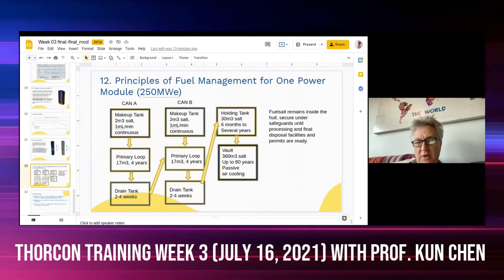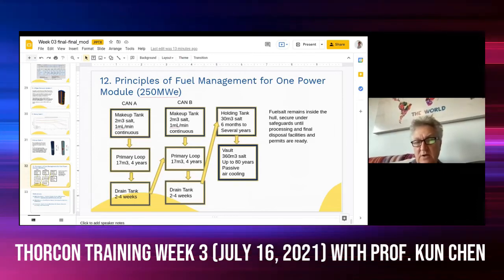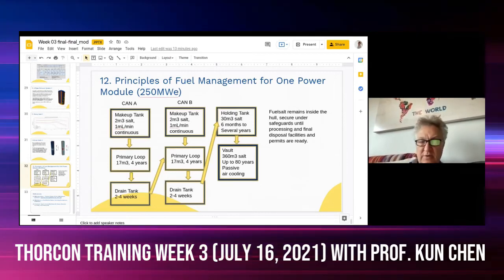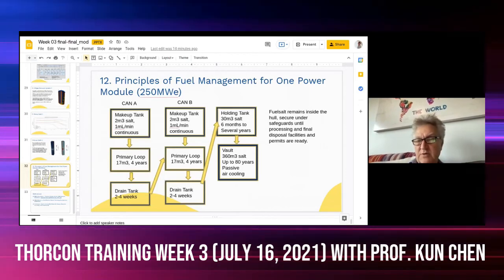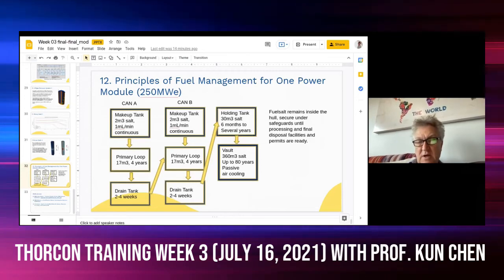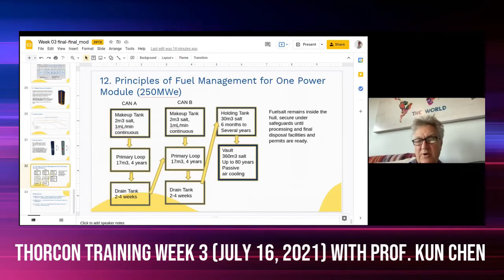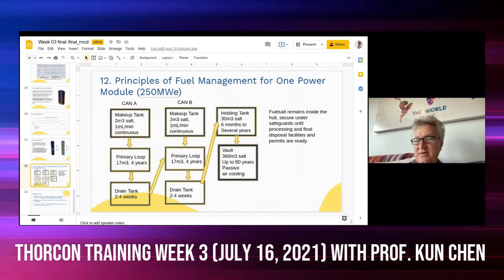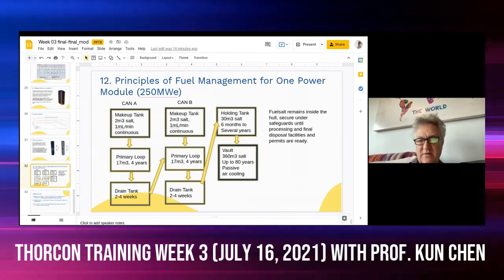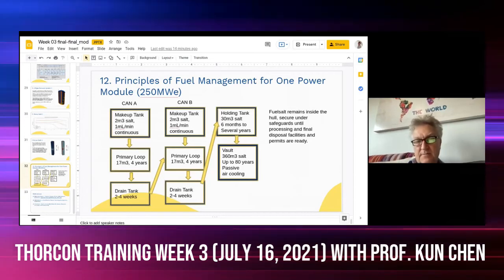When the permits are finally in order and the facility's built to do any kind of processing and final disposal, then we remove it from the vault and ship it to the final disposal site. Based on experience in the US, that's very hard to predict when that will be finally ready. So we want to have enough storage in place for lasting the full life of the power plant.